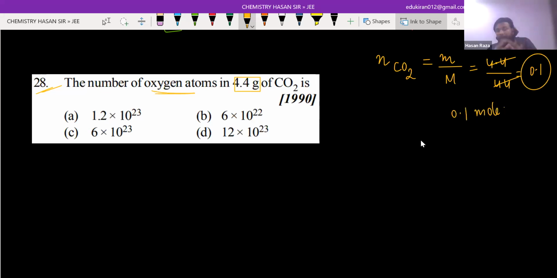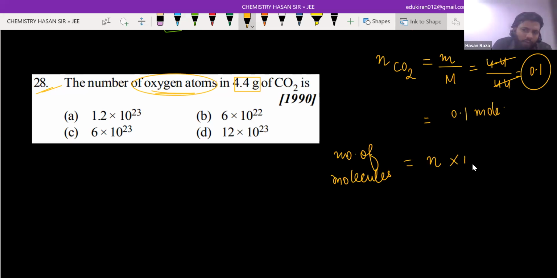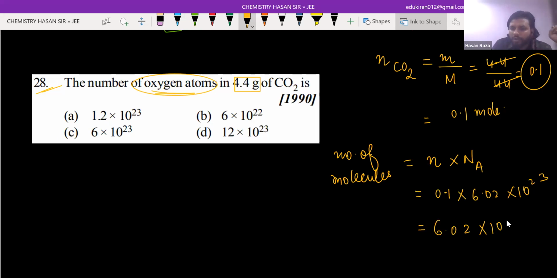Now, after calculating the number of moles, these are some concepts that you should write in a separate notebook and revise. To calculate the number of oxygen atoms, you need to calculate the number of molecules. And how will you calculate the number of molecules? Number of moles into Na. It's so simple. Number of moles is 0.1 and Na is 6.02 into 10 raised to the power 23. So you can write 6.02 into 10 raised to the power 22. This is your number of molecules.